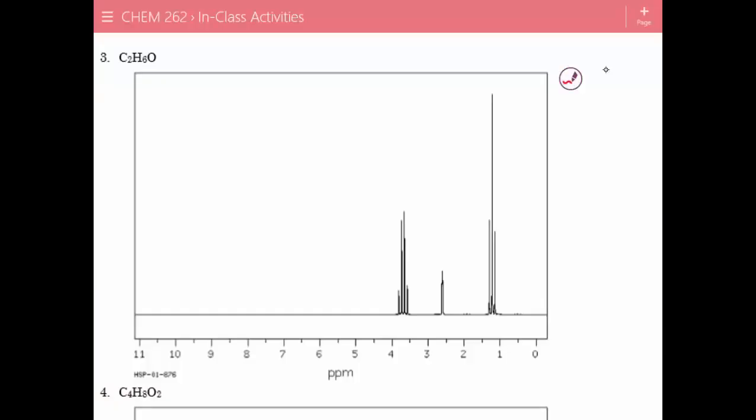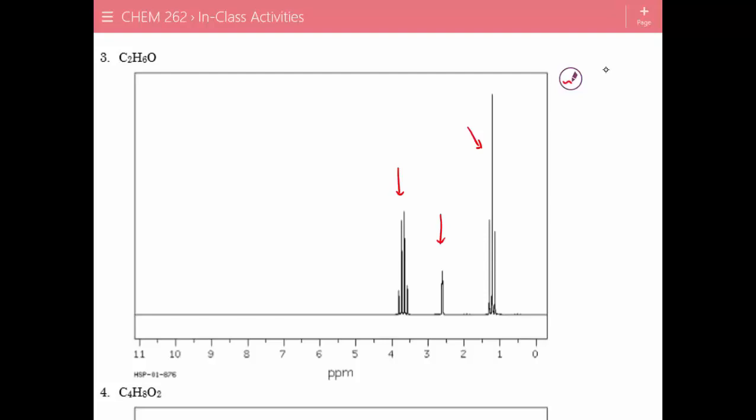All right, let's continue on and see how we can work through problems 3 through 12 on the in-class activity. If we look at problem 3, it's immediately clear that we've got 3 different sets of protons. We've got one proton set here, one proton set here, and one proton set here. Specifically, the one right around 4 ppm is a quartet, the one around 2.5 is a singlet, and the one around 1 ppm is a triplet.